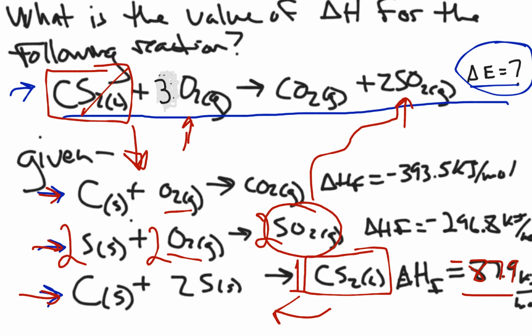That gives me 2S plus 2O2 goes to 2SO2. As part of doubling that, I now must take the enthalpy and multiply it by 2 as well. Alright, now, finally, that takes care of that.